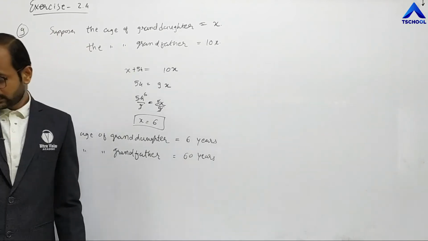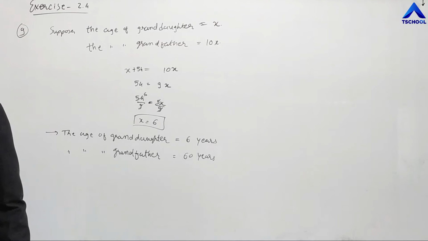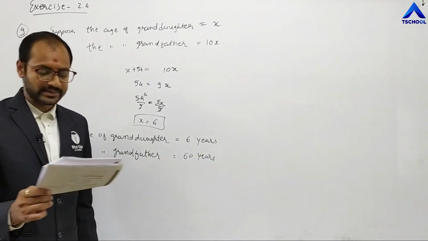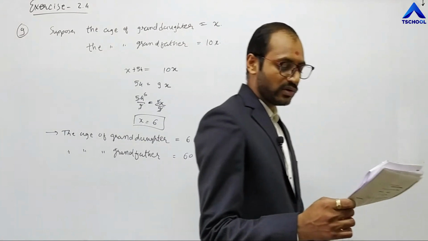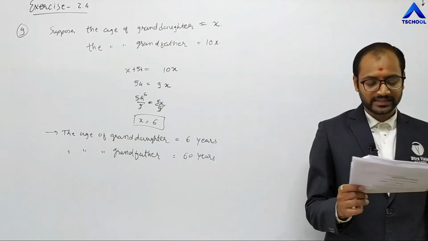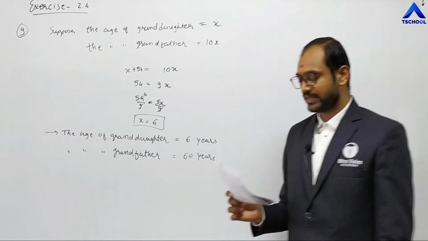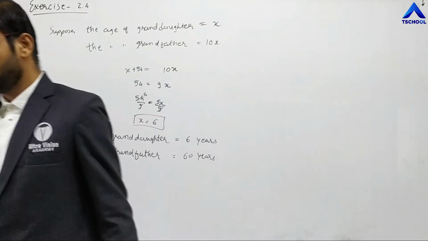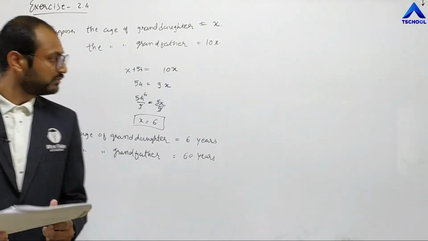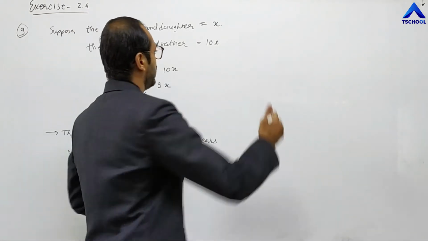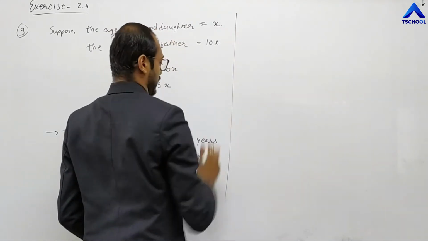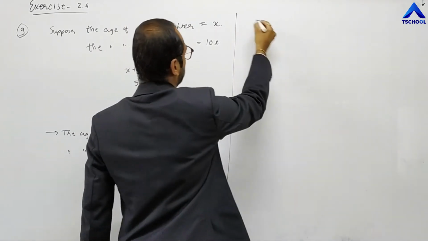Here, last one, Aman's age is 3 times his son's age. 10 years ago, he was 5 times his son's age. Find their present ages. It is also simpler. Let me make an equation here. Do this by yourself at home after giving some hint.